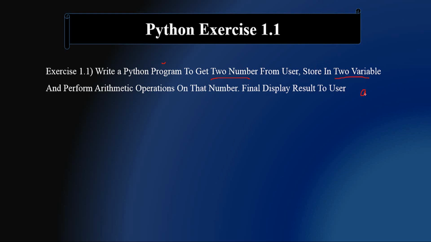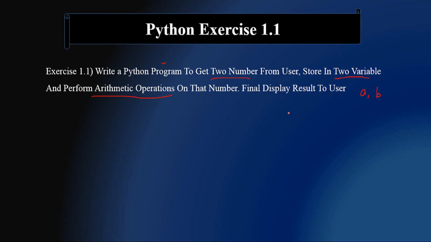For example, we will create a and b. You can also create other variables, for example val1, val2 or num1, num2, and perform arithmetic operations on those numbers, for example addition, subtraction, multiplication, division, or modulus. Finally, display the result to the user. This is the task, exercise 1.1.